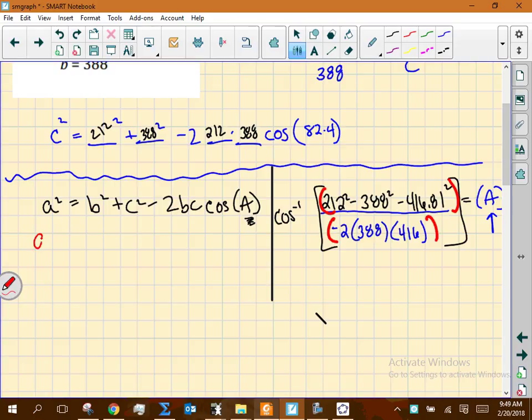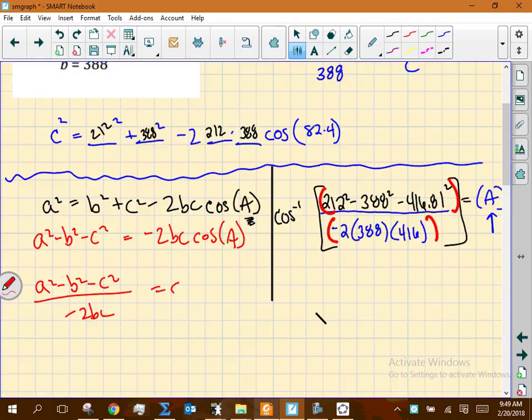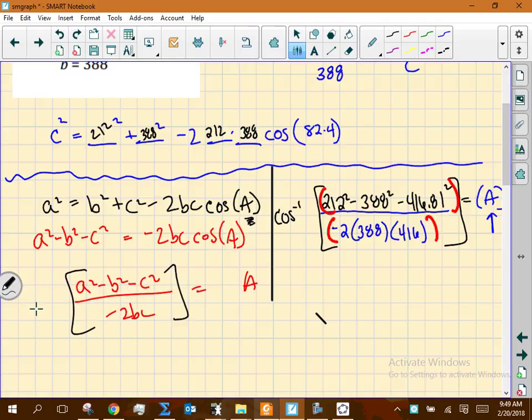I'm going to say that a squared minus b squared minus c squared is equal to negative 2bc cosine a. You do the algebra here, right? Does that make sense? Divide both sides by negative 2bc, so we get a squared minus b squared minus c squared divided by negative 2bc is equal to cosine of a. Now you inverse both sides. So there is the law of cosines if you're looking for an angle.